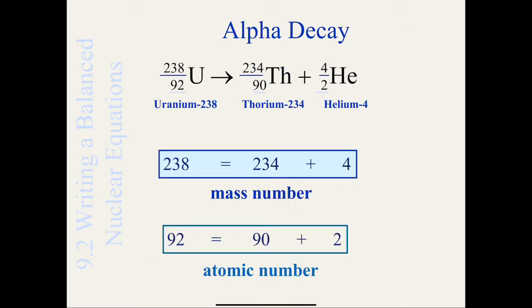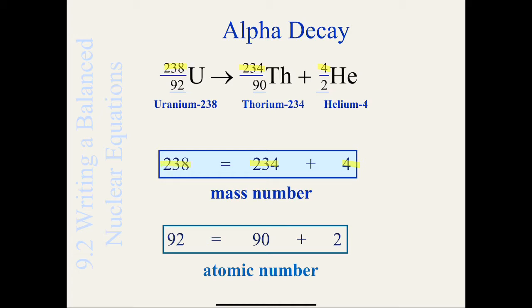Consider the decay of one isotope of uranium, uranium-238, into thorium and an alpha particle. Because an alpha particle is lost in this process, this decay is called alpha decay. Look at the balanced equation for this nuclear reaction. The sum of the mass numbers on the right, 234 plus 4, is equal to the mass number on the left. 234 plus 4 gives you 238.